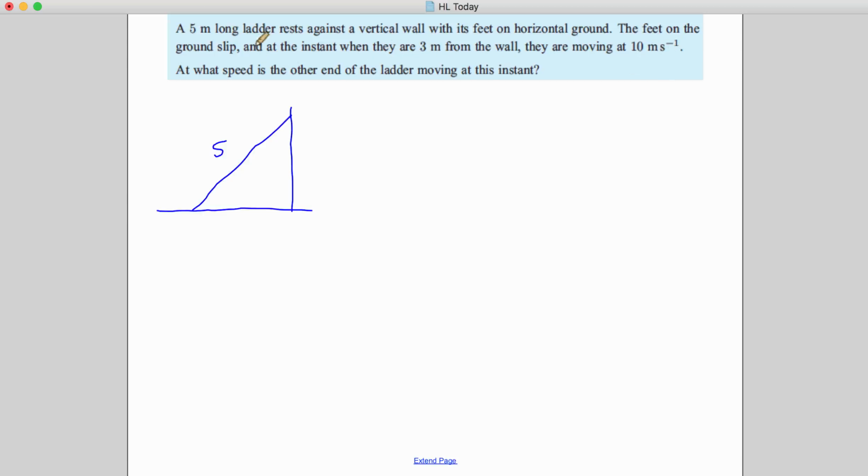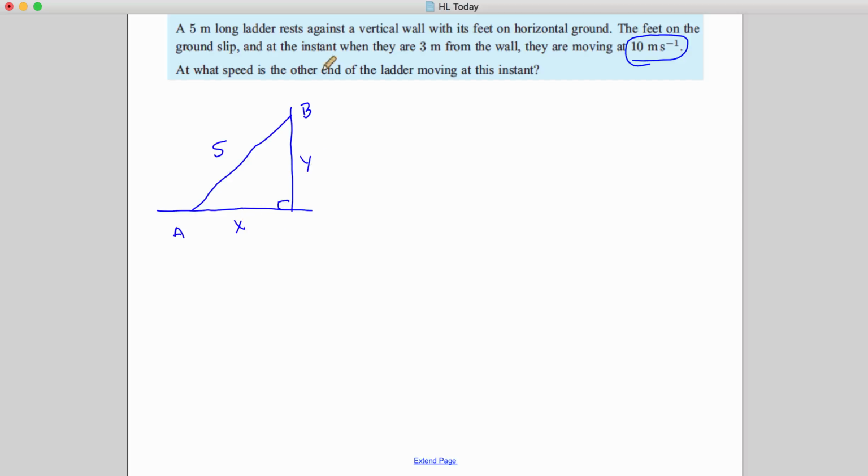So the feet on the ground slip, so this is the one that is moving. 10 meters per second is describing the speed of this part of the ladder. Let's go ahead and label it. Looks familiar, hopefully, from the explanation I gave at the start. We'll call this A. We'll call this B. It's a right angle, we can assume that. And we'll call this X, and we'll call this Y.